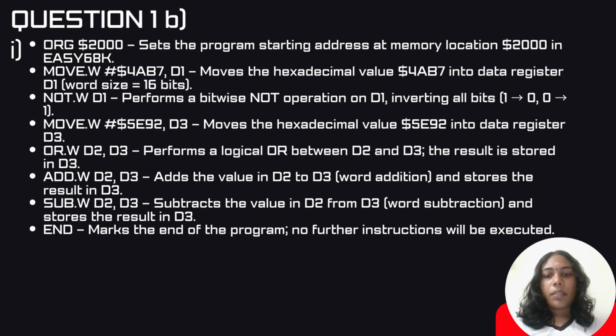Fifth, or.w D2,D3 performs a logical OR between D2 and D3. The result is stored in D3. Sixth, add.w D2,D3 adds the value in D2 to D3 and stores the result in D3. Seventh, sub.w D2,D3 subtracts the value in D2 from D3 and stores the result in D3. And lastly, END marks the end of the program. No further instruction will be executed.